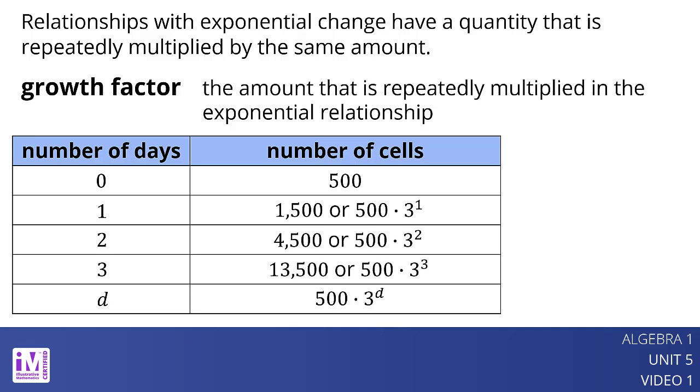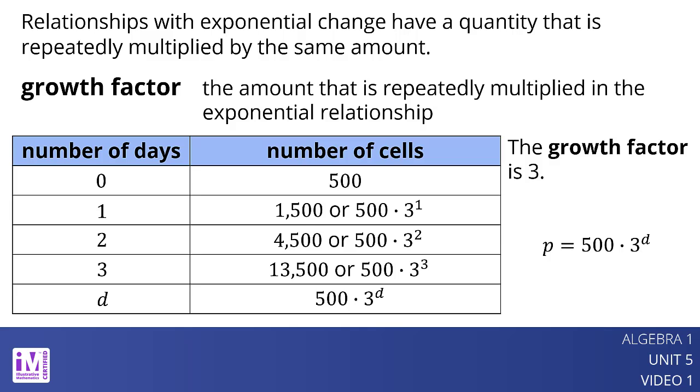We can see that the number of cells, p, is changing exponentially, and that p can be found by multiplying 500 by 3 as many times as the number of days, d, since the 500 cells were observed. The growth factor is 3. To model this situation, we can write this equation. P equals 500 times 3 to the d.